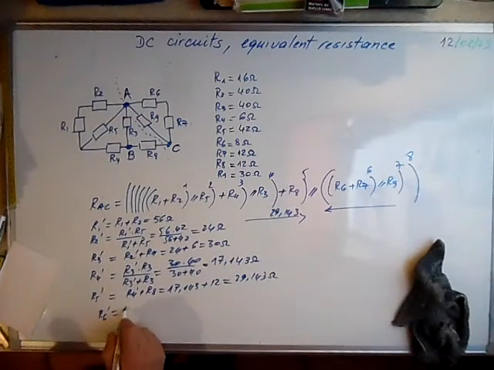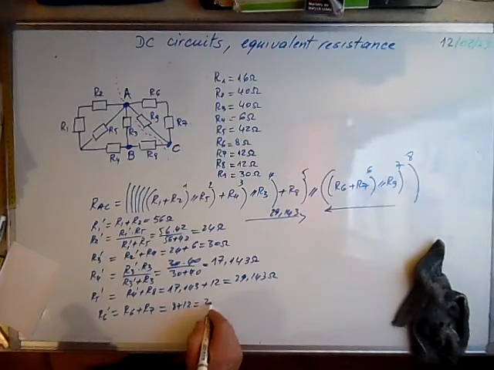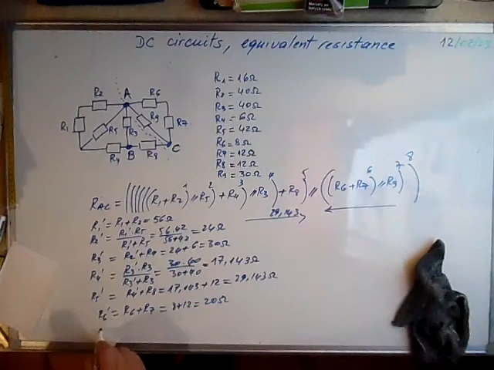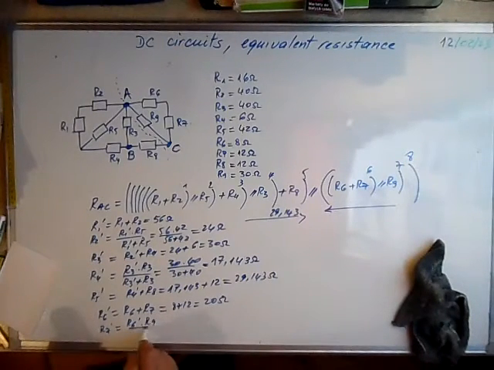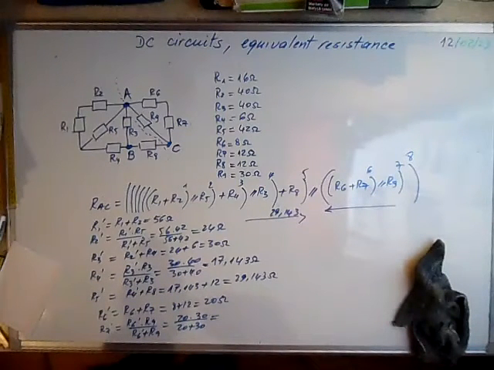Now we calculate this part, which is R6 prime. This is R6 plus R7. This is 8 plus 12. This is 20 ohms. And now R7 prime. This is R6 prime in parallel with R9. This is 20 times R9, 30 over 20 plus 30. This will give us 1 over 20 plus 30 times 20 times 30. This will give us 12 ohms.